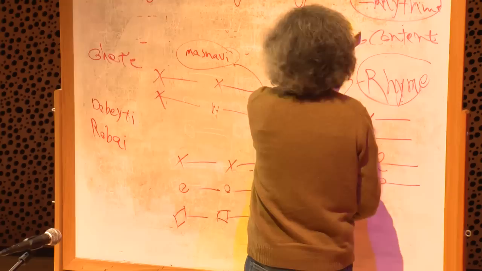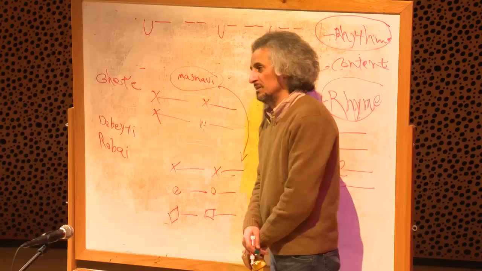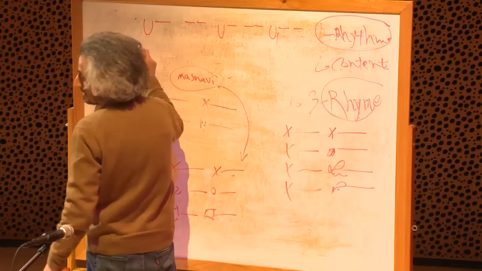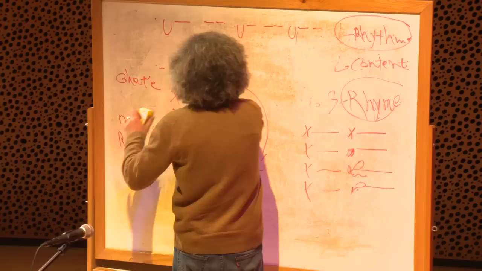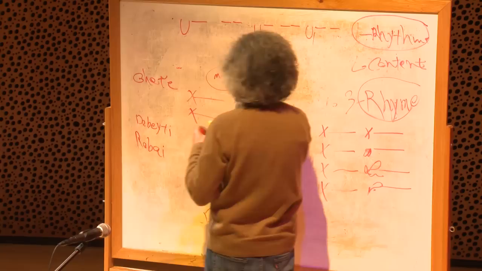This is the first primary rhythm. The most famous masnavi in Iranian literature is written by Rumi, which is about the reed flute. This is its rhythm.